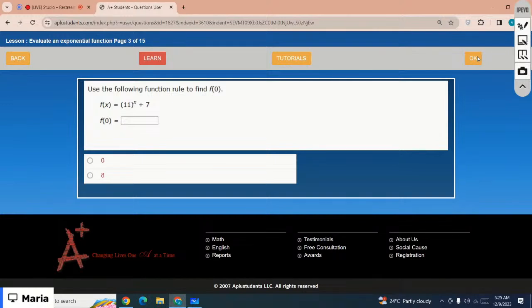Use the following function rule to find f of 0. So which is the correct option? You have to replace all the x values with 0. So 11 exponent 0 is 0, and 0 plus 7 is... no, 8. Yes, 11, any number exponent 0 equals 1, right? So 11 exponent 0 equals 1. So 7 plus 1 is 8. The correct option is 8.